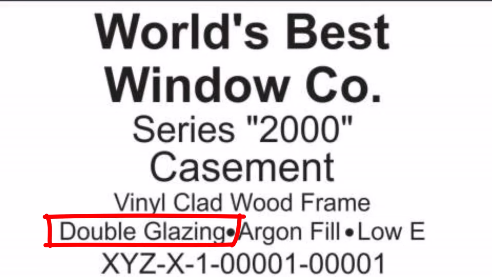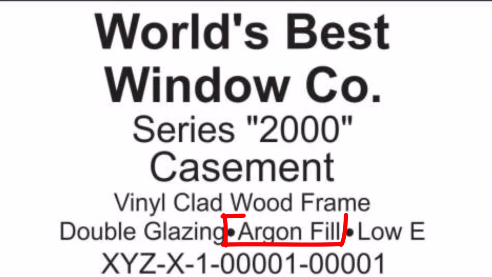It also has the fill. Normally this is going to be argon. The top of the line triple pane glass sometimes has krypton gas. Finally, we have the type of glass. Most commonly these days it will be clear glass with a low emissivity or low E coating.